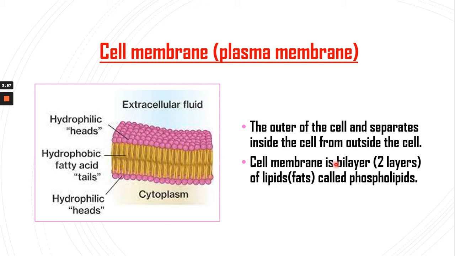Also, the cell membrane is a bilayer, two layers of lipids. Lipids means fats, called phospholipids. This illustration is about phospholipids. This is the cell membrane, as you can see here. Bilayer, 2 layers, okay? One is called hydrophilic heads. The second layer is hydrophobic tails.